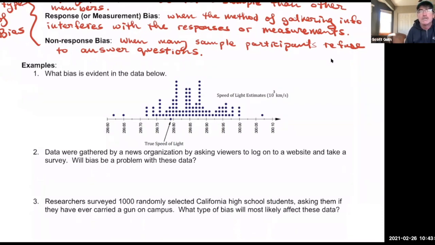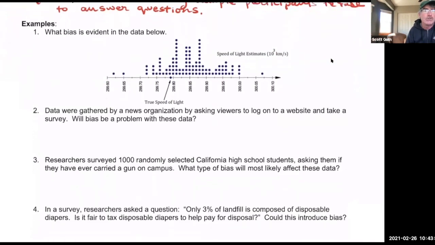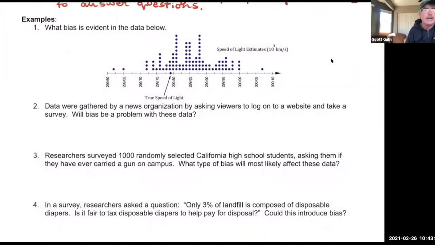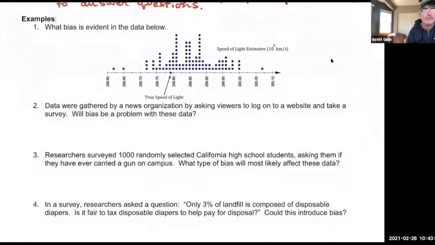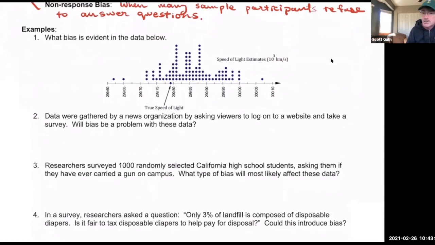So that's non-response. So you've already been selected. You've been selected maybe without bias, but now you will not talk. Maybe it's just one of the questions that I've asked you. There's just one where you're just not going to answer. That happens a lot. Okay. So let's go through these examples here. Any questions?